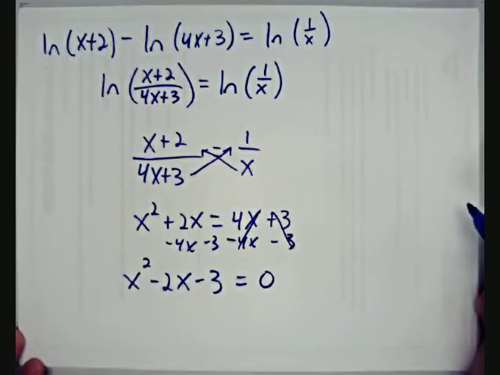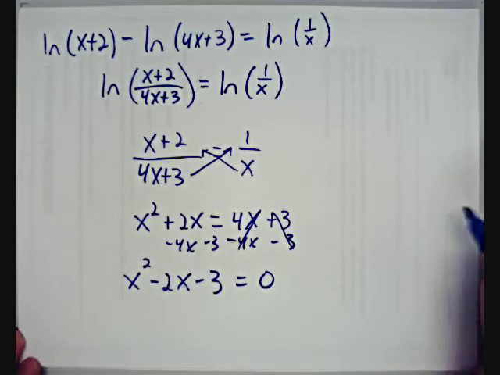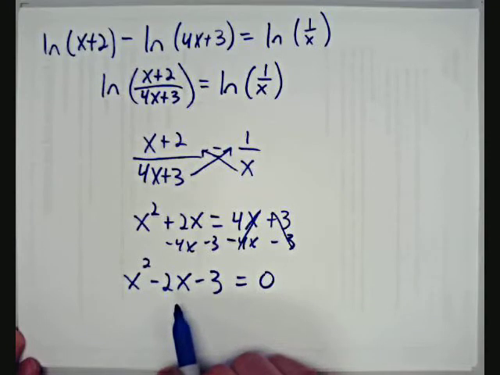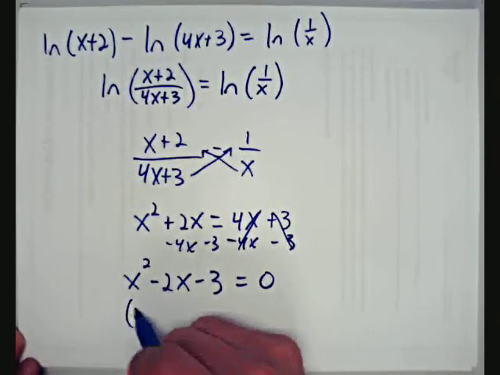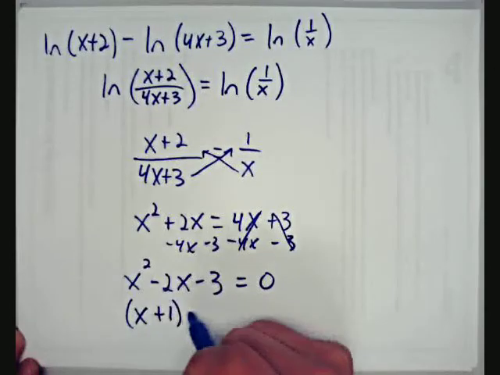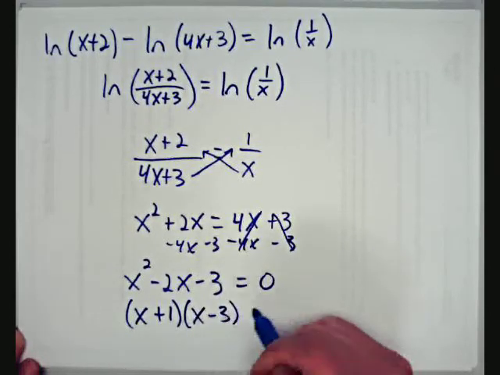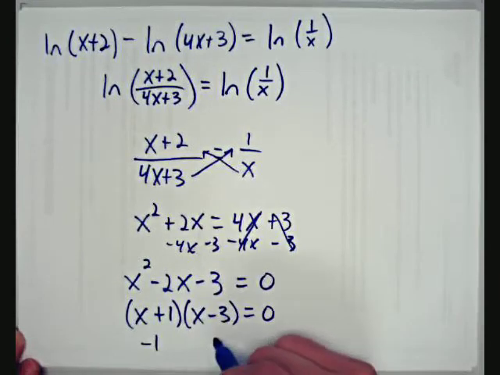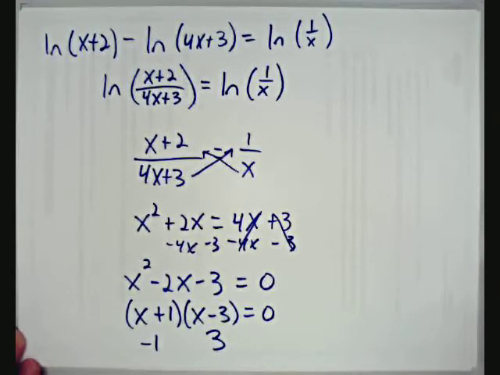Basically all of these log equation problems can be factored if you have a quadratic. Factors of minus 3 that would subtract to negative 2 would be 1 and minus 3. So this factors into x plus 1 and x minus 3, and our two possible solutions are negative 1 and positive 3. Last part of the problem, make sure you check in your original equation to see if either of these two result in a negative value inside of your log.